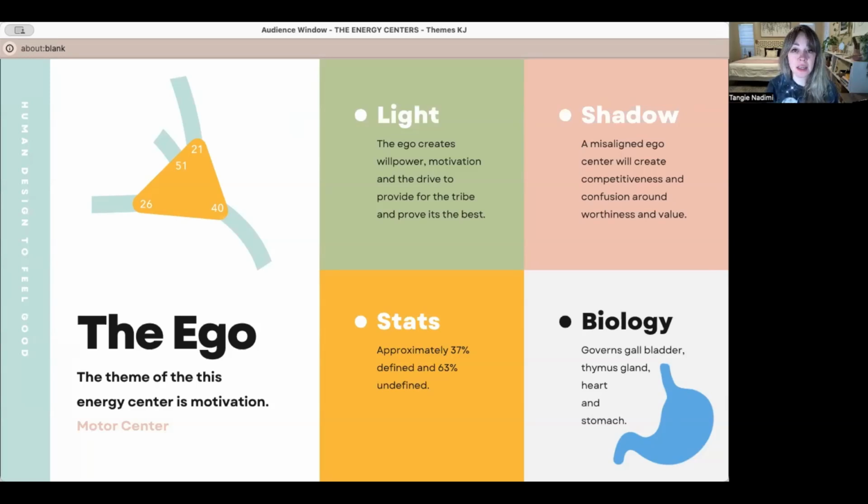And with a defined ego center, the challenge is to make promises that you can keep. Make promises to yourself and to others that you can keep. That is what creates a strong and healthy heart center or ego center. It wants to compete. It wants to prove that it's the best. It wants to use up that willpower and motivation. With an undefined ego center, it's nothing to prove. It's to be able to show up in value and worthiness with absolutely nothing to prove.